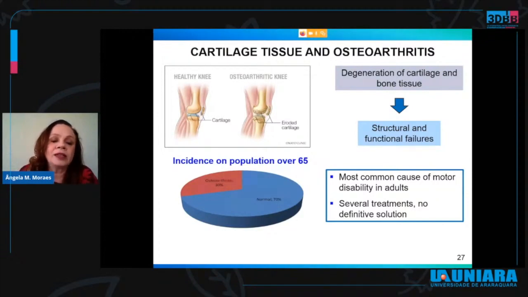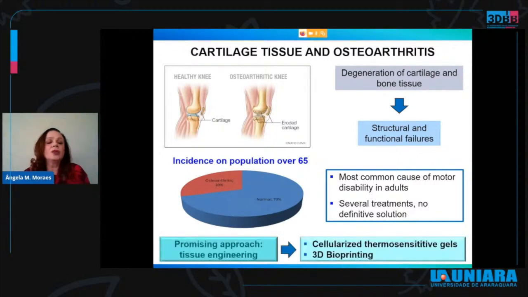The incidence, in fact, of osteoarthritis in a population over 65 years old is quite high, about 30%, and it is the most common cause of motor disability in adults. And we have indeed several treatments, but they are no definite solutions for this problem. They are only palliative solutions in most of the cases. So a promising approach to deal with that is tissue engineering, in which we analyzed in our lab 2 different types of approach: cellularized thermosensitive gels and 3D bioprinting.